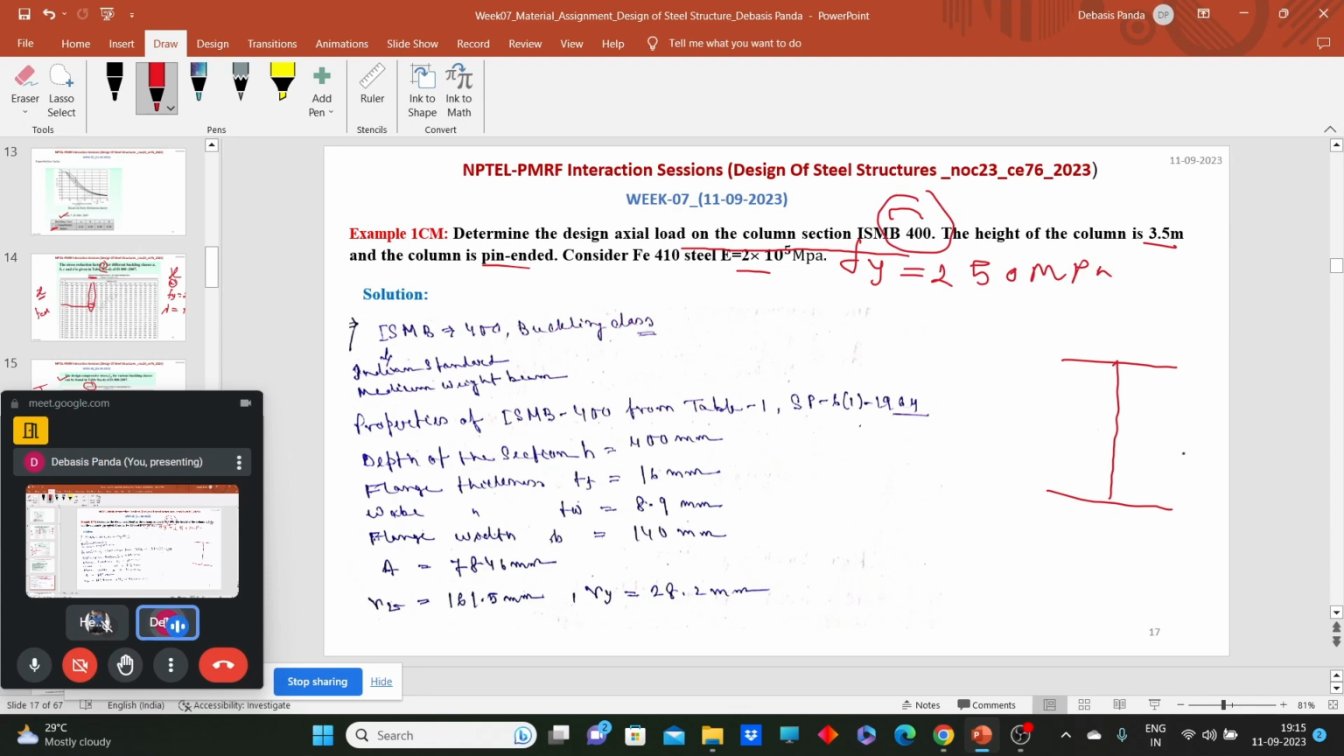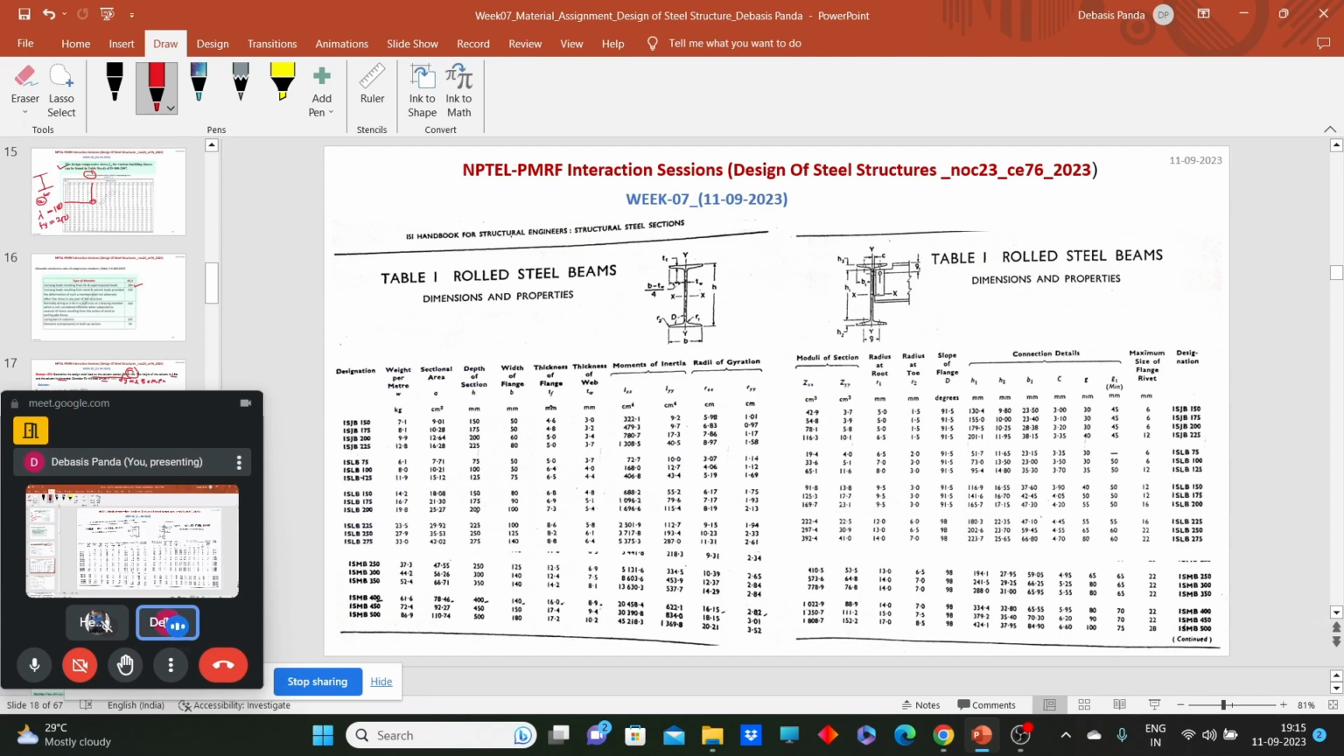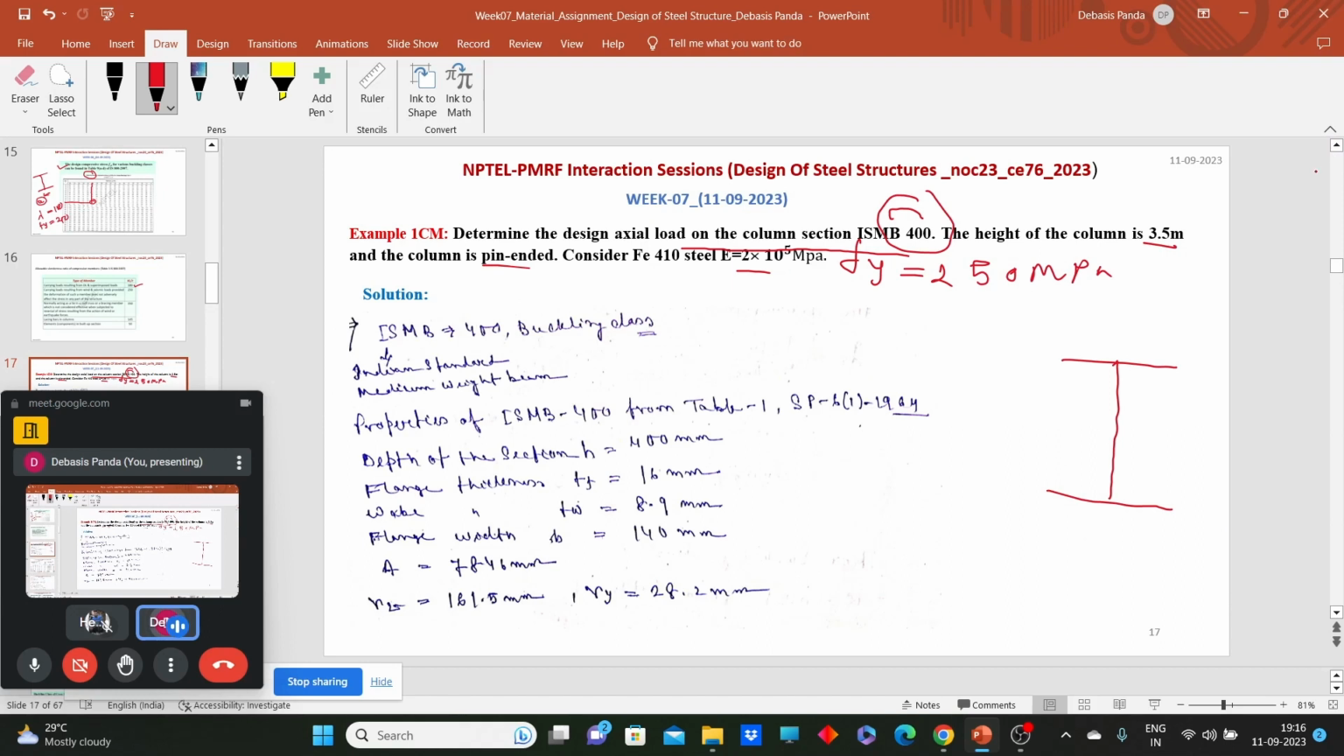From where can we get the ISMB properties? From SP6. So here is the SP6, and we have ISMB 400. All the values of ISMB 400 are given here: the cross sectional area, the height, and the radius of gyrations about both the axes. You can find it out from here. Now when we have this data about ISMB 400, what will we do?